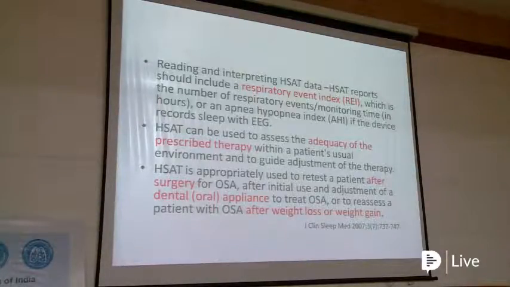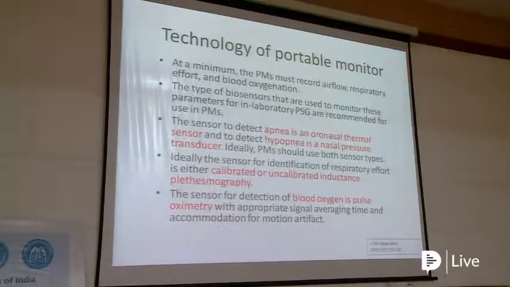Home sleep apnea test can be used to assess the adequacy of the prescribed therapy, as mentioned earlier. It can also be used when the patient has had weight loss or weight gain. Now, regarding the technology, at a minimum the portable monitoring records airflow, respiratory efforts and blood oxygenation.